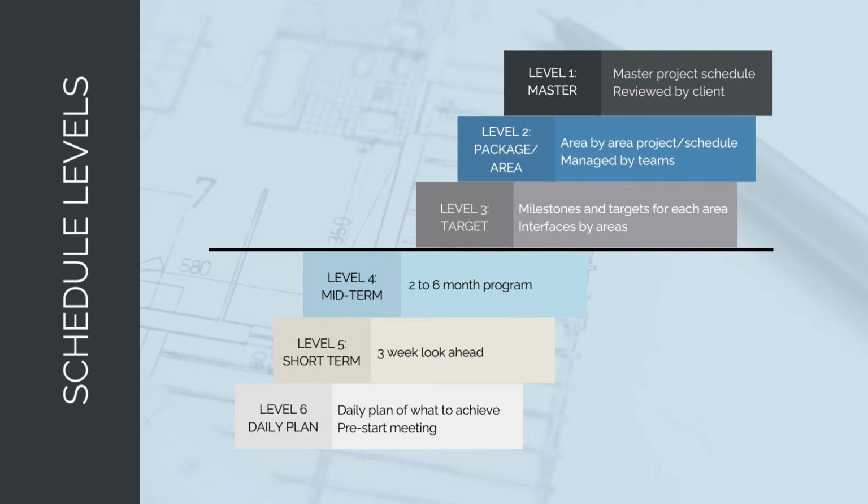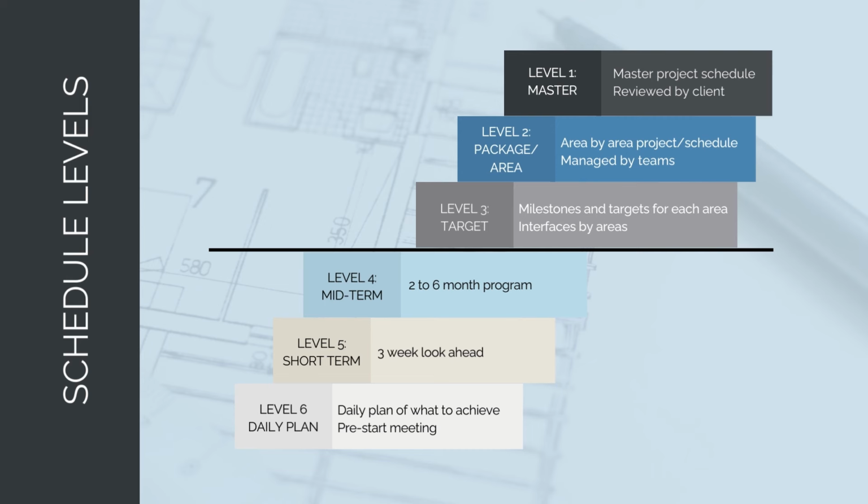And then as you move down the levels in the schedule, each schedule narrows down in the scope that it focuses on and the time period or time horizon that it covers. So if you start at the top with a level 1 master project schedule, this is the schedule that covers the entire project scope. So it covers every single activity from design to procurement to construction to commissioning.